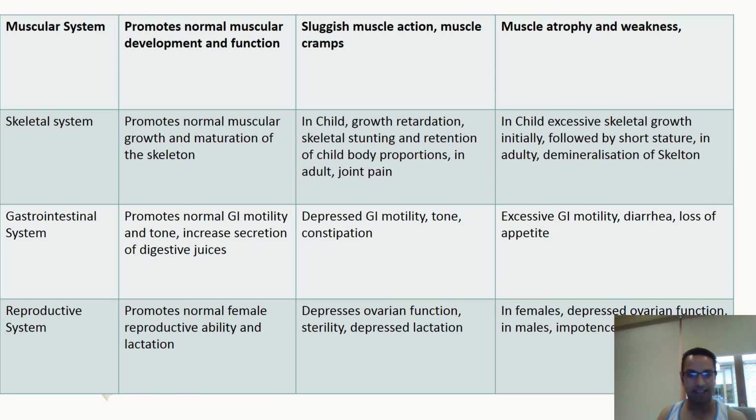The reproductive system: it promotes normal female reproductive ability and lactation. In hyposecretion, it depresses ovarian function, causes sterility, and depresses lactation, which is really important for a pregnant woman. That's the reason a pregnant woman needs nearly twice the amount of iodine as normal people. In females, it depresses ovarian function, and in males, it can cause impotency and so on.